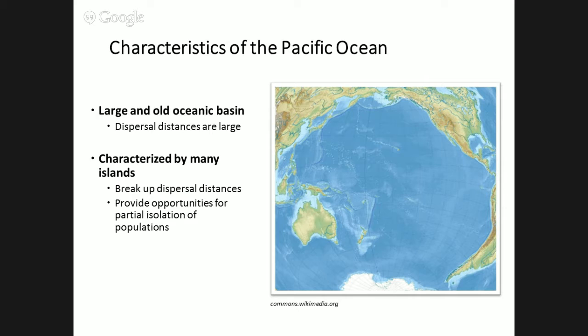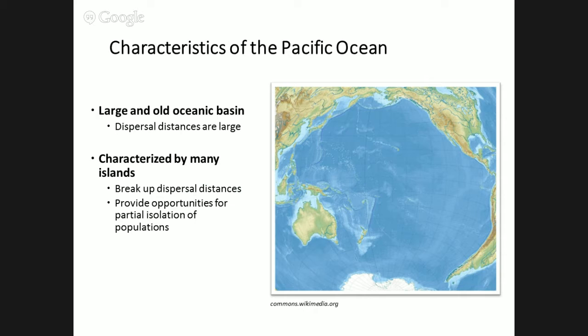into different lineages. One of the really interesting things that I think has probably shaped the evolution of marine organisms in the Pacific Ocean is the fact that this basin is characterized by many island groups. And what these island groups do is break up the dispersal distances. Okay, so it means that there's a shorter distance between the different groups that organisms would need to disperse in order to colonize. And it provides opportunities as well for partial isolation of populations.